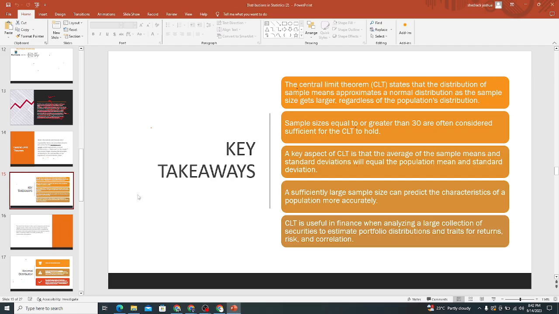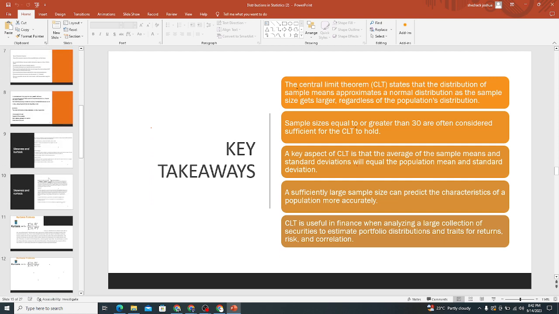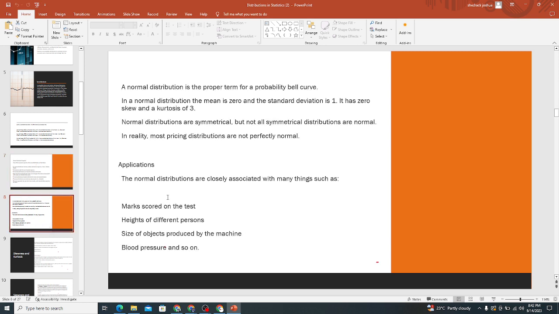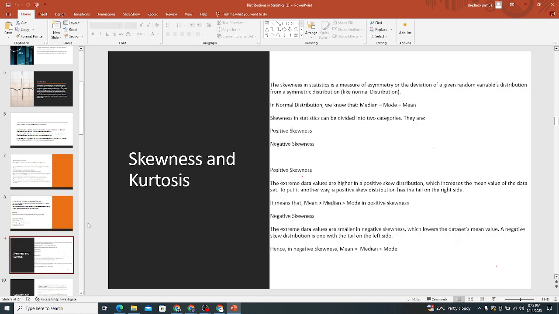Okay, so yesterday we discussed the normal distribution. We saw the properties of the normal distribution and also some of its practical applications. As well, we discussed and defined skewness and kurtosis.